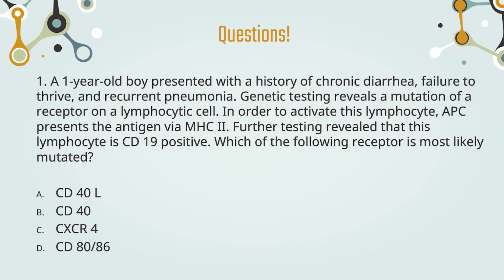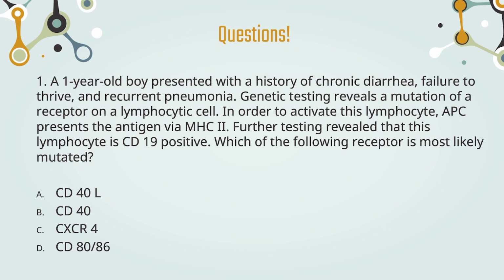Now, time to do some USMLE style questions. So let's look at this question. A 1-year-old boy presented with a history of chronic diarrhea, failure to thrive, and recurrent pneumonia. Genetic testing reveals a mutation of a receptor on a lymphocytic cell. In order to activate this lymphocyte, APC presents antigen via MHC2. Further testing revealed that this lymphocyte is CD19 positive. Which of the following receptor is most likely mutated?